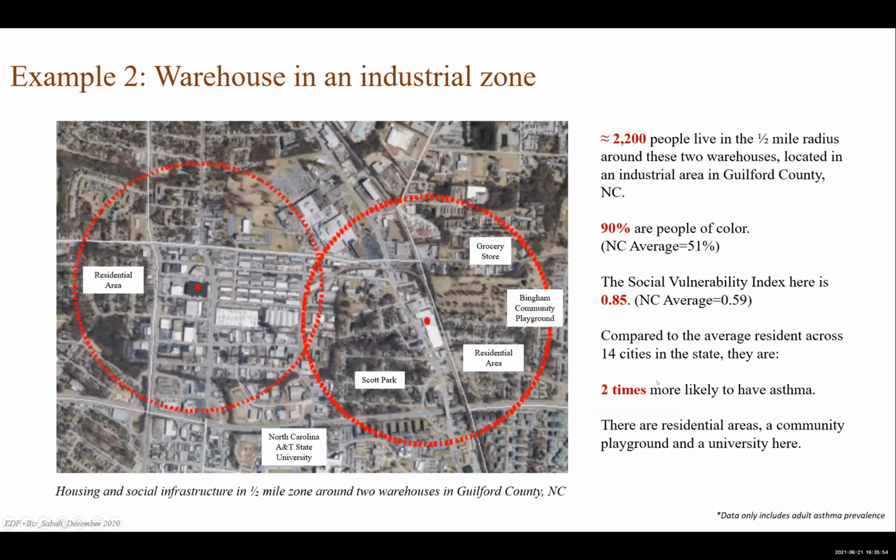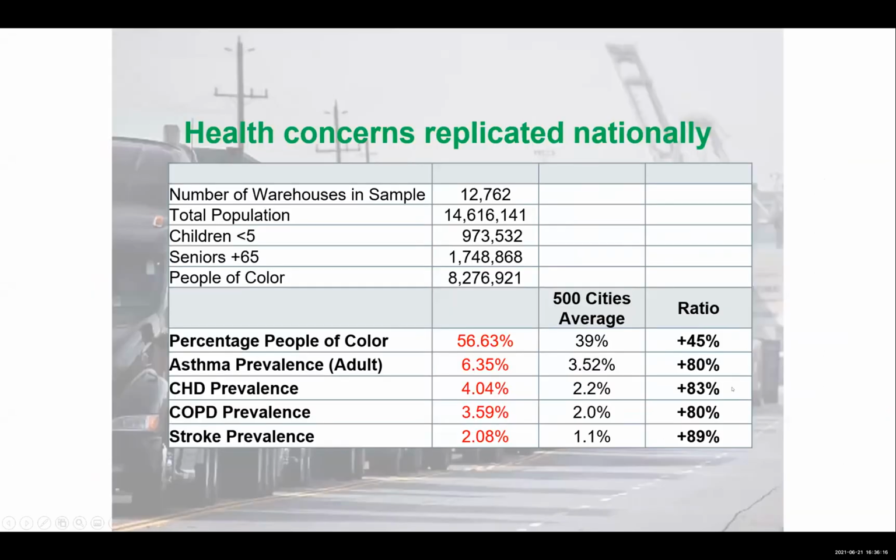Similar to the earlier example I showed, 90% are people of color within this 1/2 mile radius, 2 times more likely to have asthma, close to 1 social vulnerability index, and a lot of social infrastructure. So we have North Carolina A&T State University, a historically black college and university in this region, residential area, grocery store, you name it. And again, a lot of social infrastructure within that 1/2 mile radius.